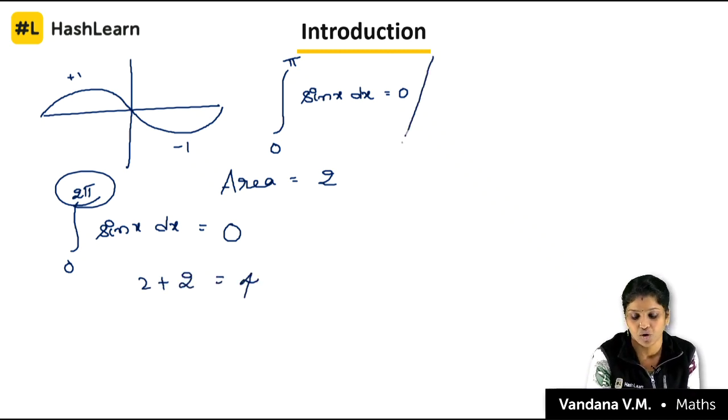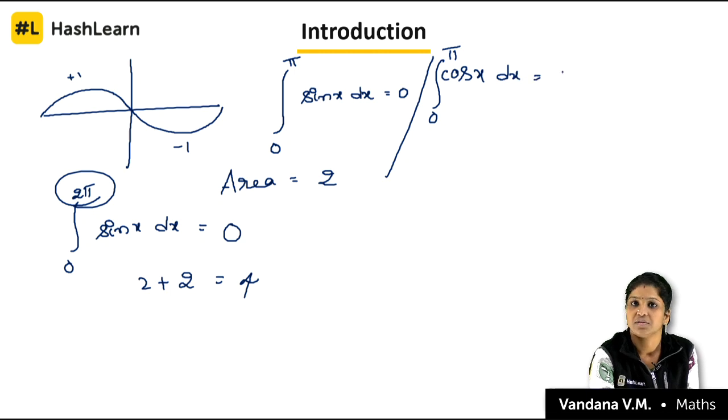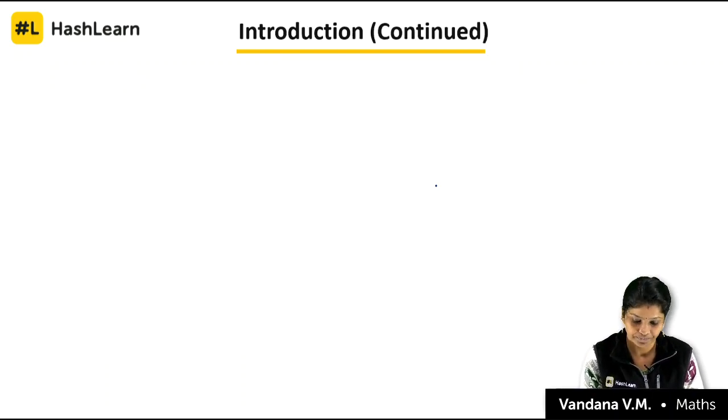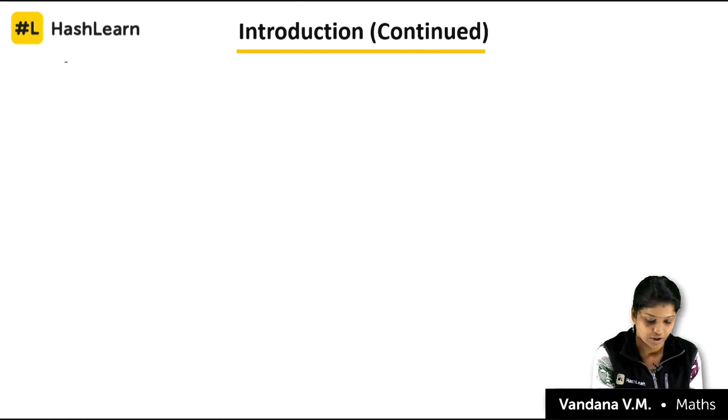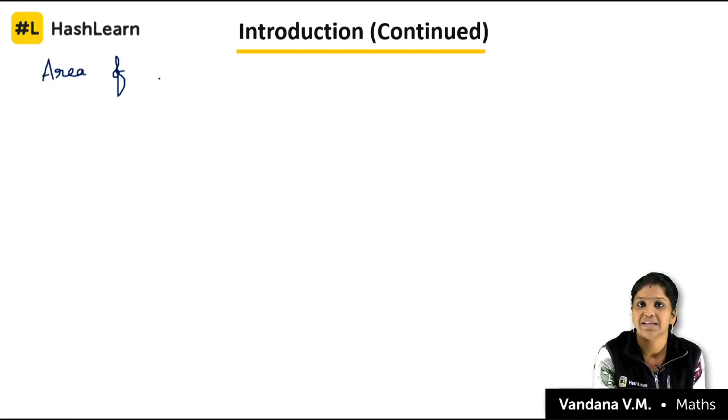Same thing for cos also. Cos, integral 0 to pi if I asked, here also the value is 0. But if I ask area bounded, the value is 2. If it is 0 to 2 pi, it is 4. Okay, and then what we discussed, the shortcuts, the area of the circle.